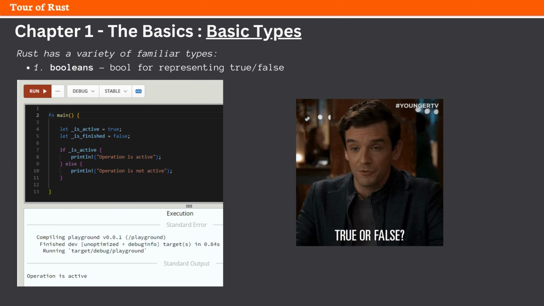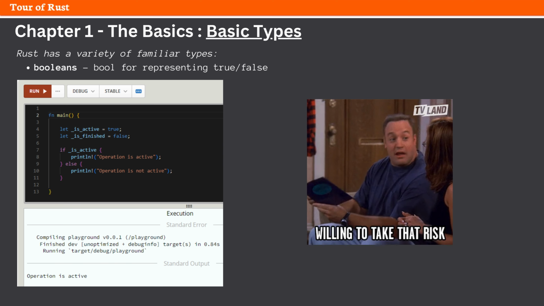In summary, this code snippet declares 2 Boolean variables, assigns them initial values, and uses an if statement to print a message based on the value of isActive.